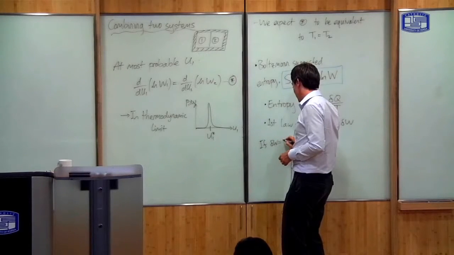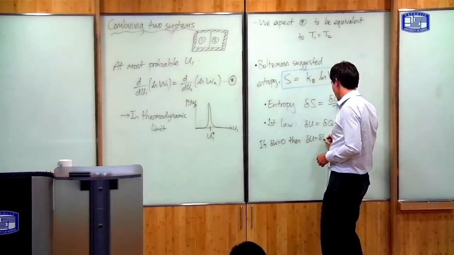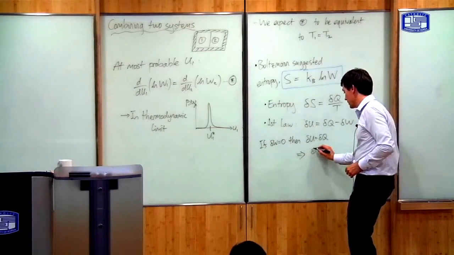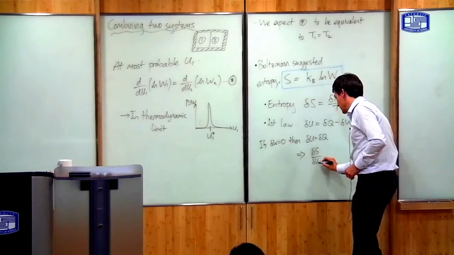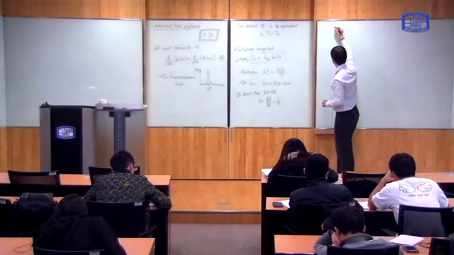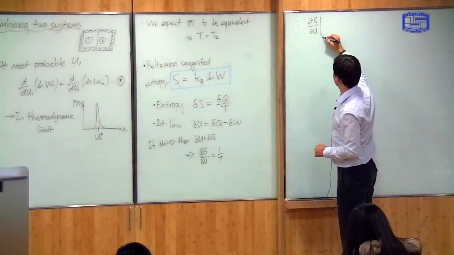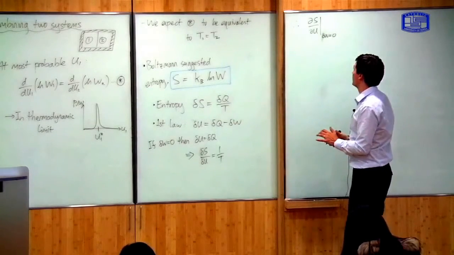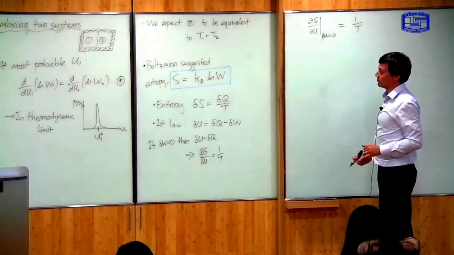So if delta W equals 0, then delta U equals delta Q, which implies from this equation that delta S divided by delta U is simply 1 over T, and therefore the derivative of entropy with respect to energy, when the system does no work, delta W equals 0, is simply equal to 1 over the temperature.